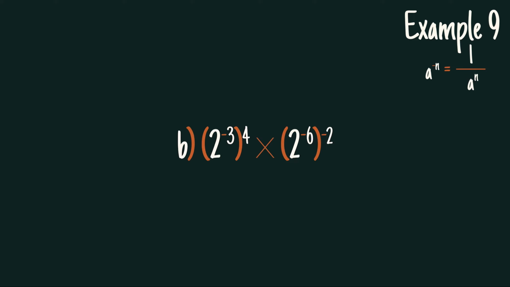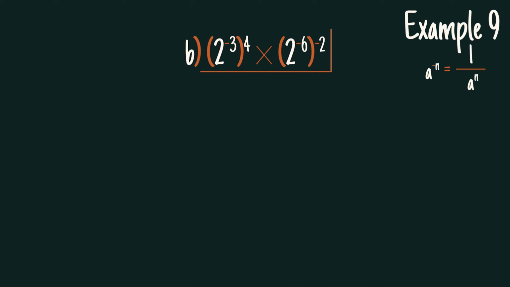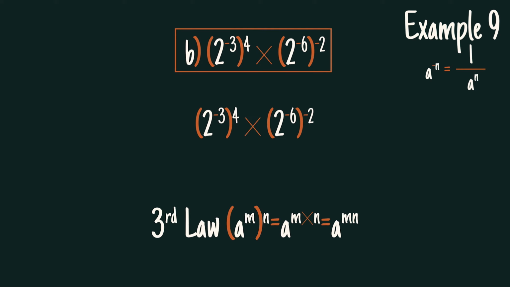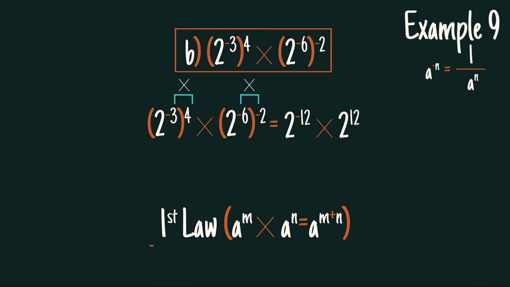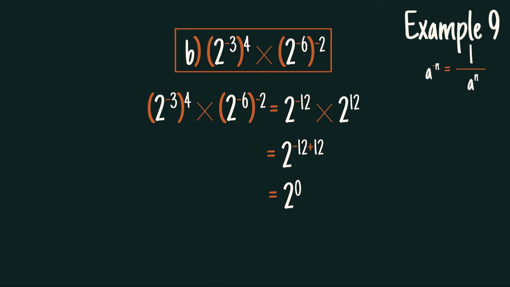For example 9b, using the third law, we can open up the brackets and simplify the expression to get 2 to the power of negative 12 times 2 to the power of 12. And using the first law, we can combine the powers to get 2 to the power of minus 12 plus 12, which equates to 2 to the power of 0, giving us a 0 index. And that will give you the answer of 1.